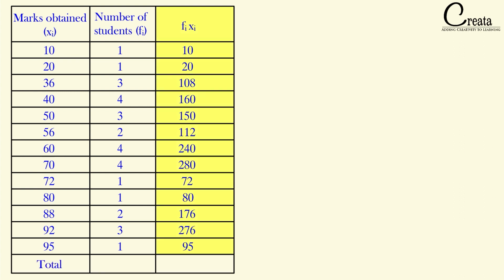Let's add fi into xi. The sum of fi into xi comes out to be 1779. Got it? And the total frequency, the total number of students, will be the sum of fi. We got the total sum as 30. That is the total number of students. Here our mean or the average will be the sum of fi into xi upon the sum of fi, that is 1779 upon 30.